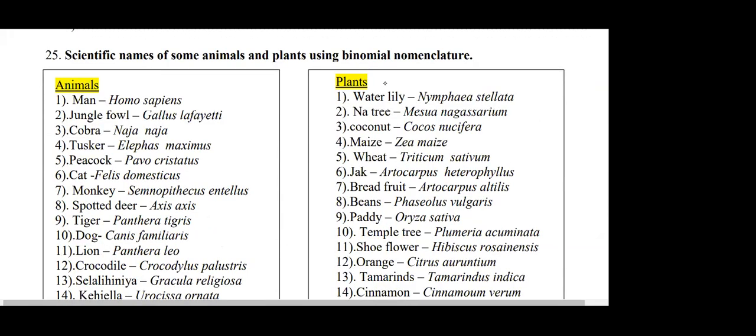Out of these, please highlight Homo sapiens as important. That is the scientific name of man. Here it is in italics because it's printed, but when you're writing this in the exam, you have to underline. Then highlight Nymphaea stellata, the national flower in Sri Lanka.